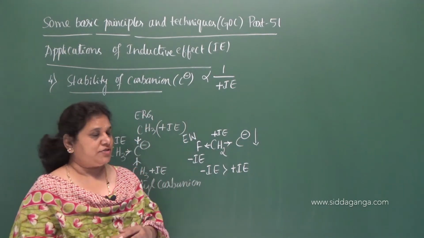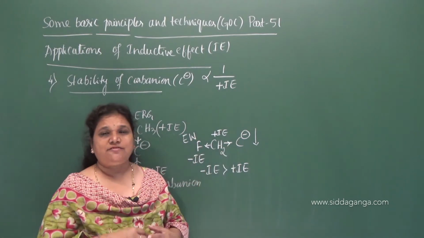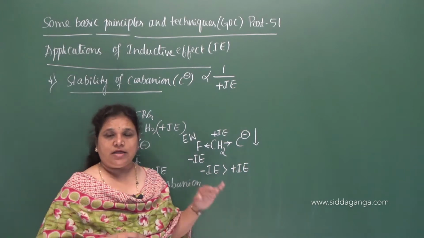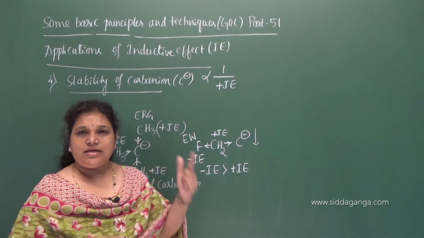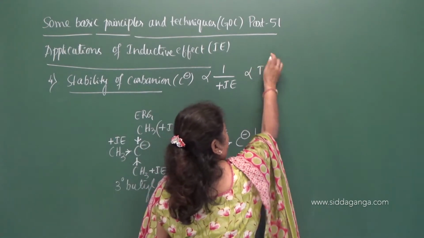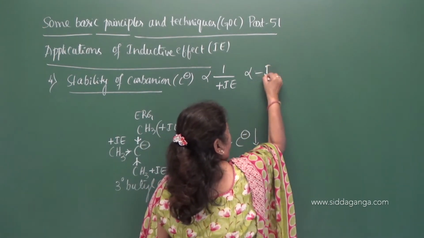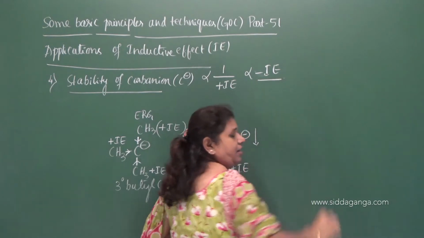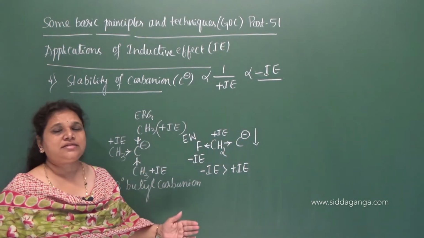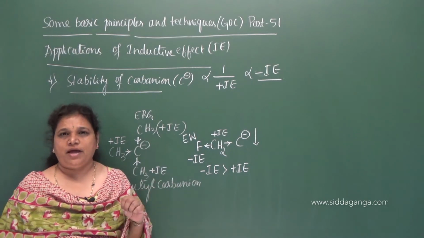Decrease in the negative charge, and thus the stability of the carbanion increases. Which means to say, negative inductive effect increases the stability of the carbanion. Therefore, stability is directly proportional to negative inductive effect. Higher the magnitude of negative inductive effect, higher is the stability of the carbanion.